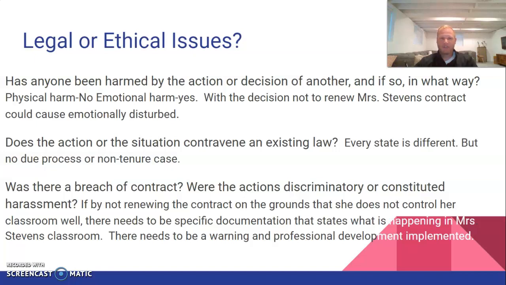Does the action or the situation contravene existing law? Every state is different, but no due process or no tenure cases. This could break a law. Was there a breach of contract? Were the actions discriminatory or did they constitute harassment? If not renewing the contract on the grounds that she does not control her classroom well, there needs to be specific documentation that states what is happening in Mrs. Stevens' classroom. There needs to be a warning and professional development needs to be implemented.